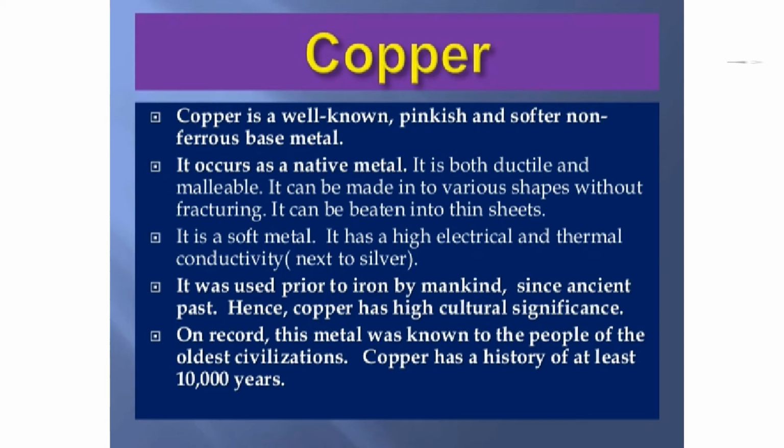Copper. Copper is a well-known pinkish and softer non-ferrous base metal. It occurs as a native metal. It is both ductile and malleable. It can be made into various shapes without fracturing. It can be beaten into thin sheets. It is a soft metal. It has a high electrical and thermal conductivity.